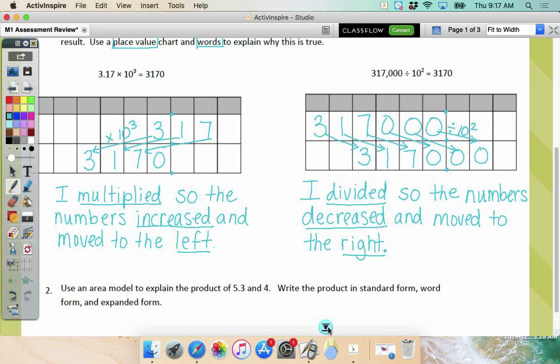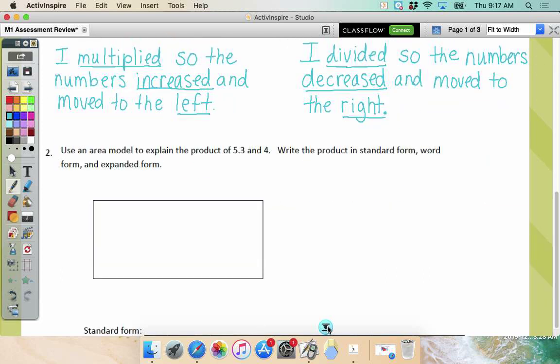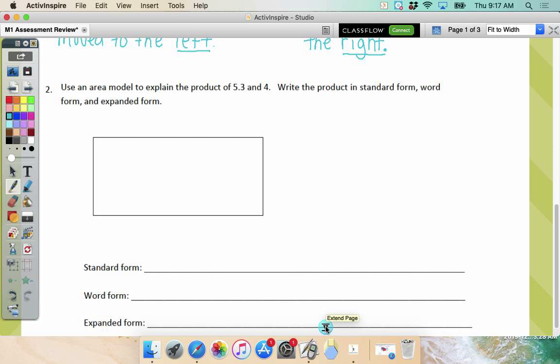Let's keep going. So this is the area model. It says, use an area model to explain the product of 5.3 and 4. Write the product in standard form, word form, and expanded form. Okay, so I don't know if you remember the area model or not, but let's write the problem down. Go ahead and write it down.